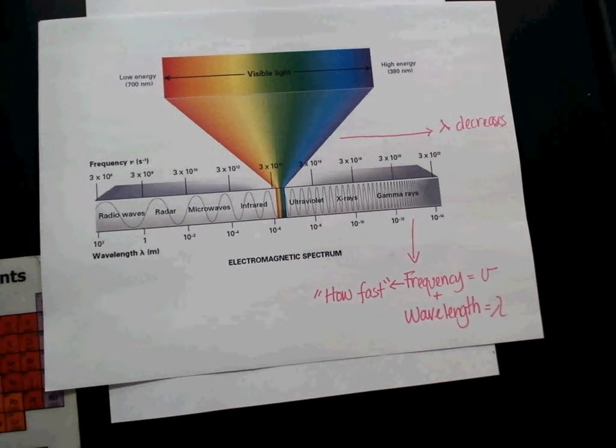decreases. So, if I ask you to compare yellow light to blue light in terms of wavelength, which one has shorter wavelength? Yellow or blue? Yeah, good, blue.